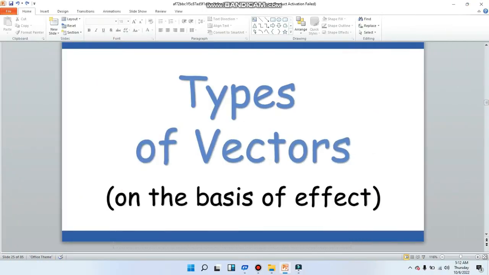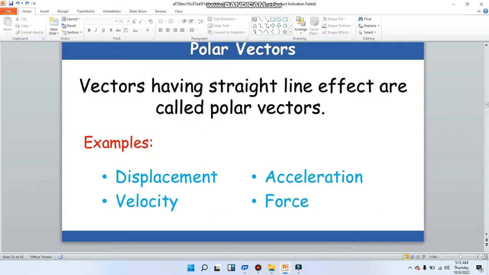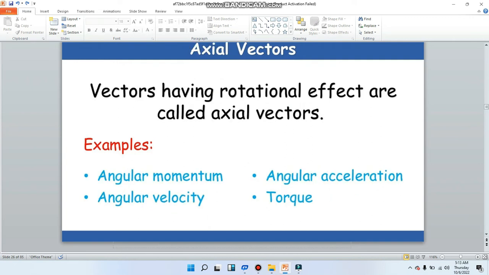In this video we will learn types of vectors on the basis of their effects. Let's get started. First of all, polar vectors. Vectors having straight line effect are called polar vectors. For example, displacement, acceleration, velocity and force. All these have straight line effect. That's why they are called polar vectors.